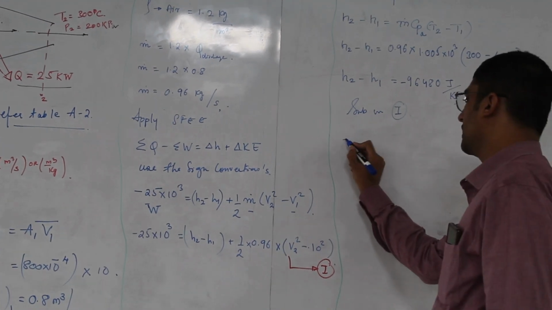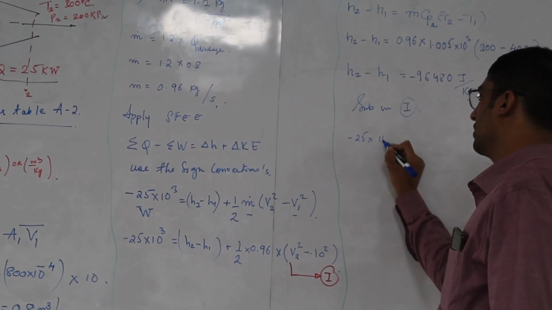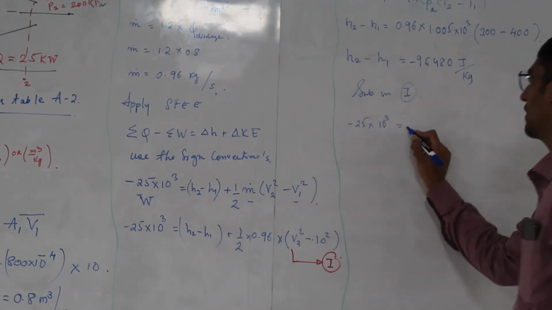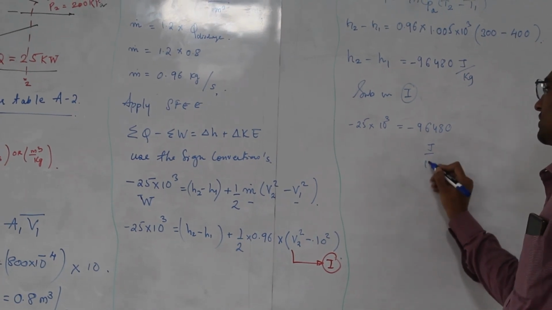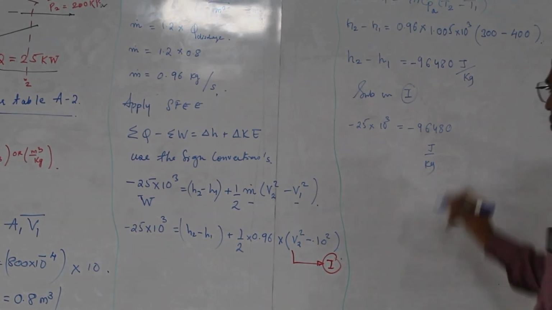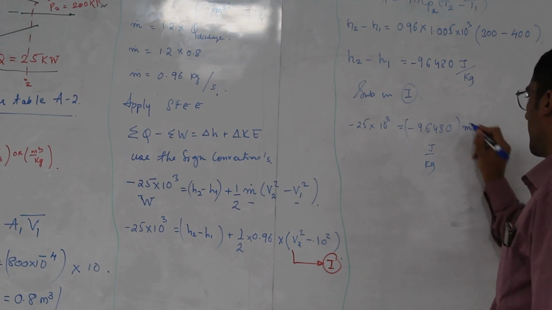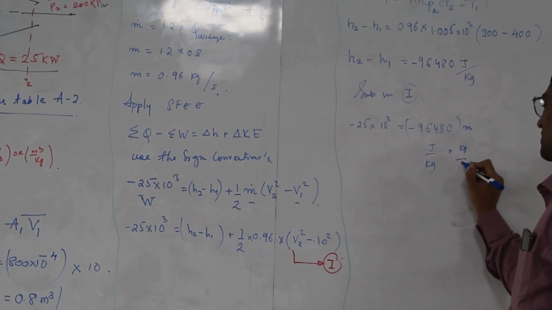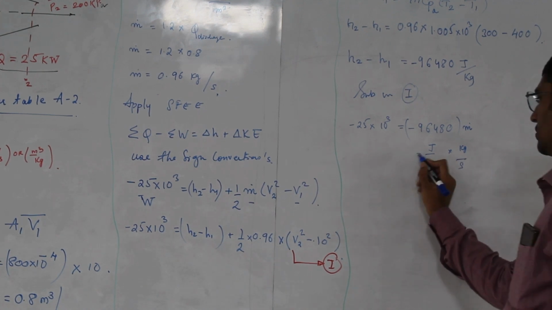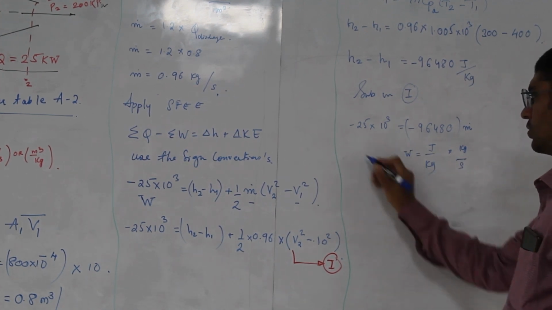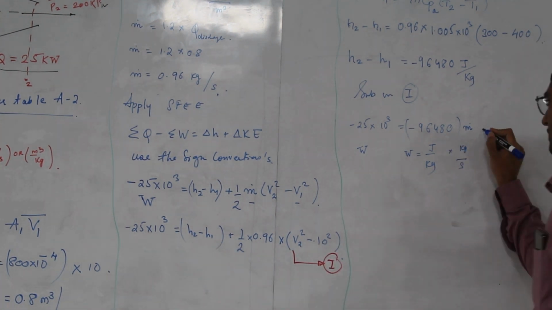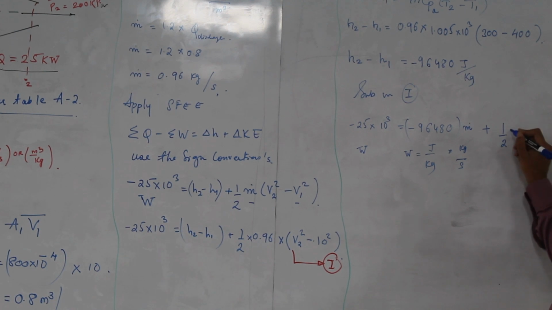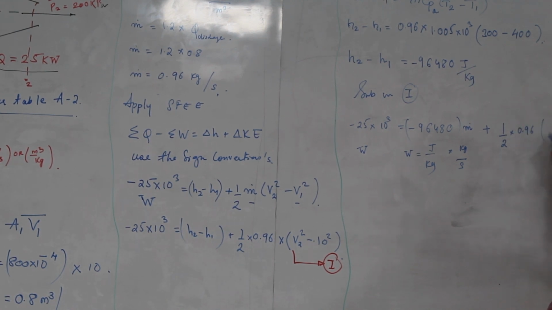Okay, I'll try and substitute this value in our equation number 1. Equation number 1 is minus 25 into 10 to the power 3 is equal to H2 minus H1, which is minus 96480, provided, mind it, that it is in joules per kg. So if you multiply this by m dot, that is kgs per second, you will get the unit as watts. So the left hand side is also having watts. So this is over here plus half into 0.96 into V2 square minus 10 square.